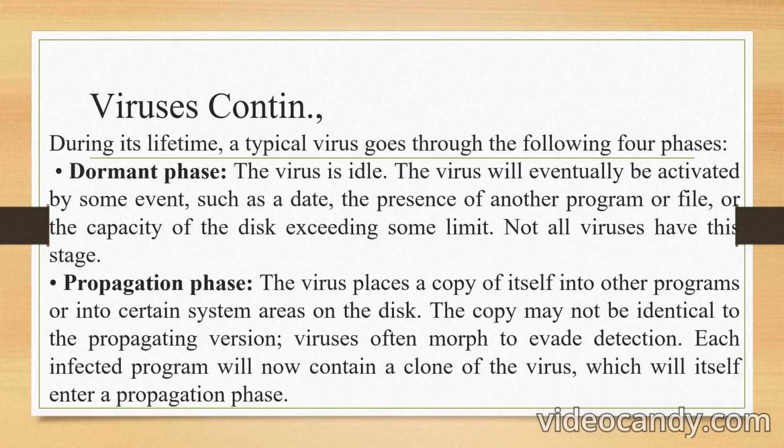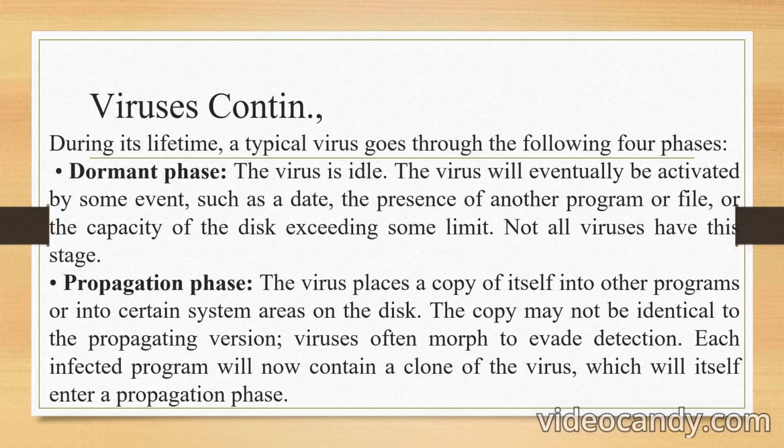The virus has four phases. The first one is called the dormant phase. In this phase, the virus is idle. The virus will eventually be activated by some event, such as the date, the presence of a program or file, or the capacity of the disk exceeding some limit. During this time, when a particular date arrives, the virus will be spread into the system.